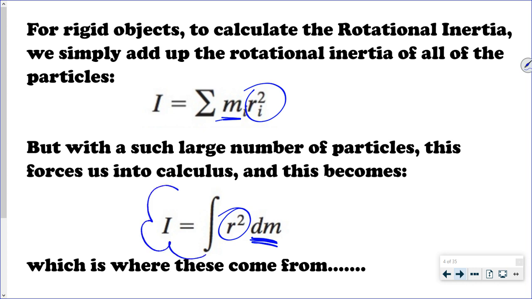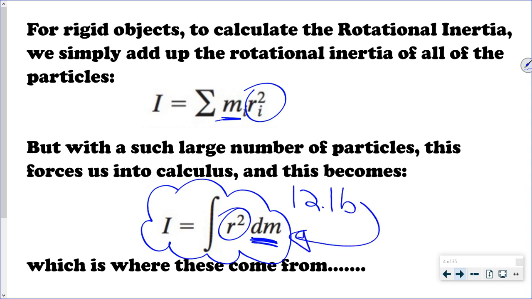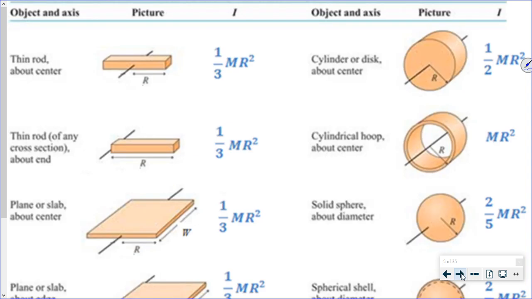So video 12.1b will show you how to use this equation a little bit more, okay? And I'm not going to worry about that right now. But this is how you calculate the rotational inertia for a thing, and I'll talk more about that in video 12.1b. But it's important because this equation tells us where all of these equations come from, all right?